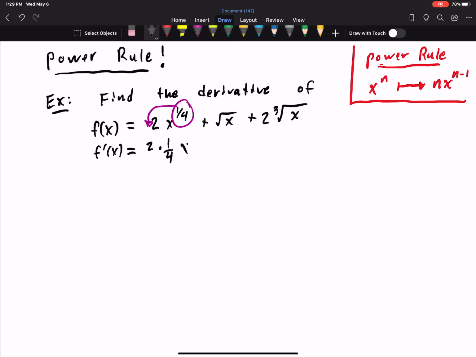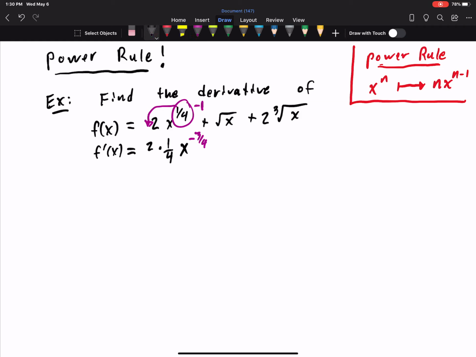And then you have x to the, well, you have to subtract 1 from the exponent. So what do you get when you have 1/4 minus 1? You have minus 3/4. Okay? So that's how you handle fractional exponents. We know how to handle that. So turns out we can do this radical of x the exact same way.